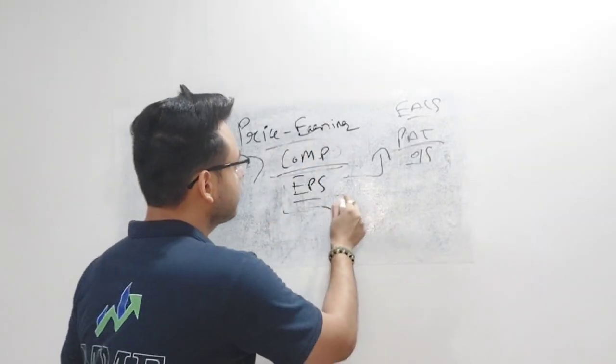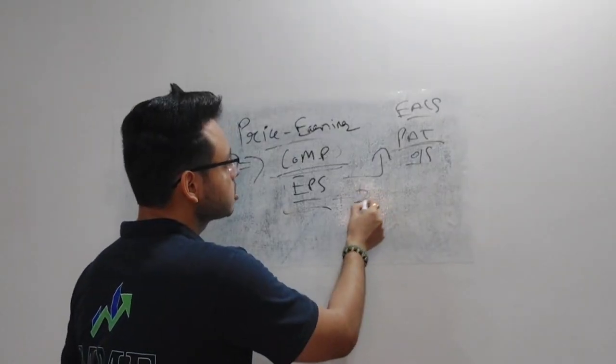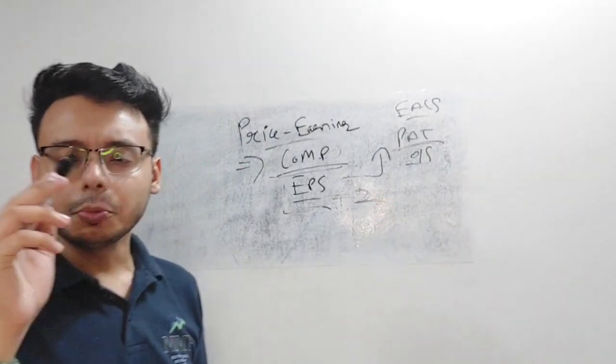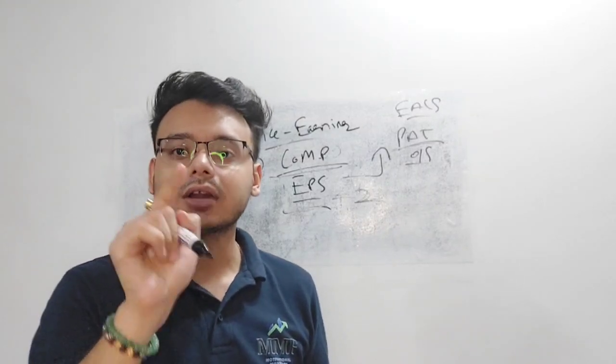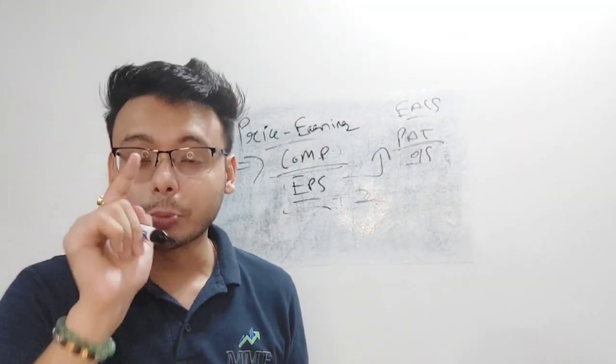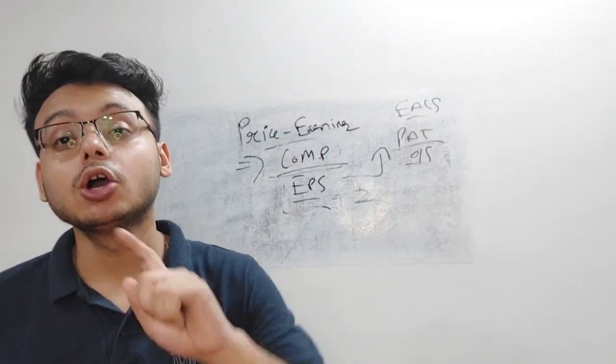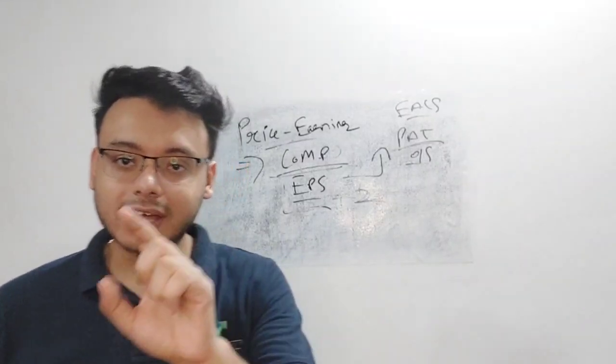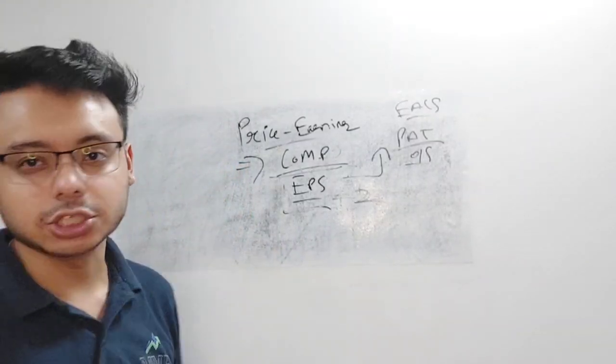So for example, if the price to earning ratio for a company comes out to be 2, it basically means that for $1 worth of earning or 1 rupee worth of earning, we are willing to pay 2 rupees for that company. So that's the interpretation of the price to earning ratio.